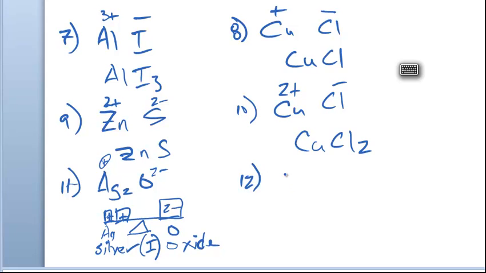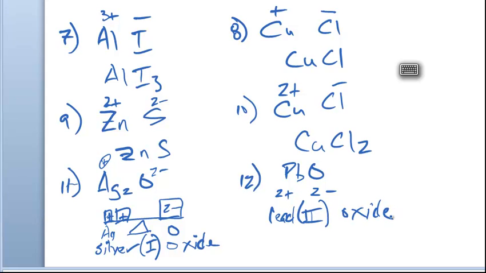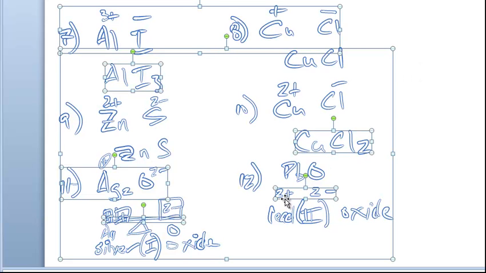Okay, number 12. You've been given PbO. Pb is lead. Again, oxygen. You know that oxygen is always 2 minus. Therefore, this lead cation must be 2 plus to have a neutral unit here. So this must be lead 2 oxide. All right. The Roman numeral 2 reflects the fact that this lead is a 2 plus cation. All right, let's go to the next page.